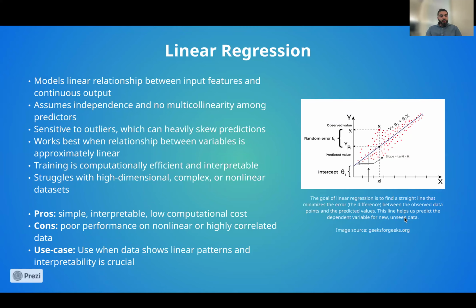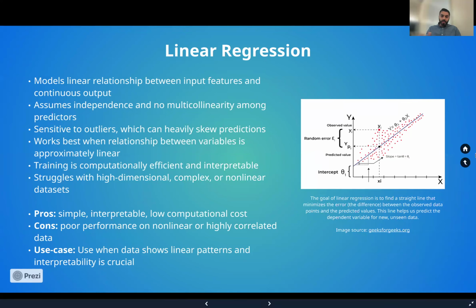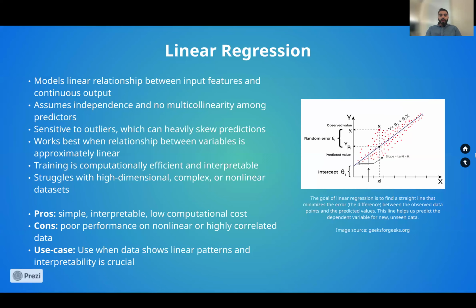Linear regression, as the name suggests, works best when the relationship between the variables, the input variable and the output variable, is kind of linear, right? So if you look at the diagram on the right, you'll see a whole bunch of different data points in red, and there is an approximate linear relationship, the line that passes through the data, that does need to exhibit a linear relationship. So that is the core assumption here.